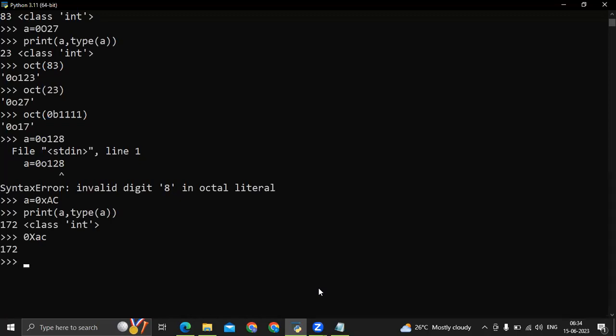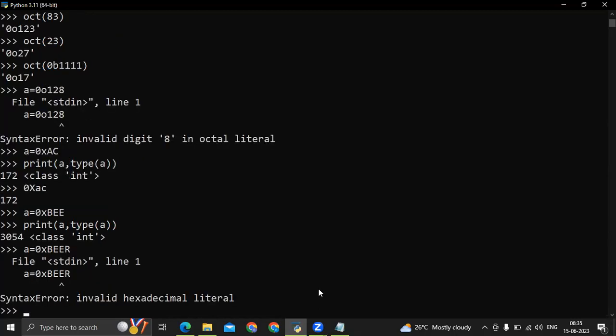Now, if I write A is equal to 0xBEE, now print A. We have got the answer. But if I write A is equal to 0xBEER, will we get the answer? Is R there in the hexadecimal number system? No, we have digits till F. So we'll get the invalid hexadecimal literal.